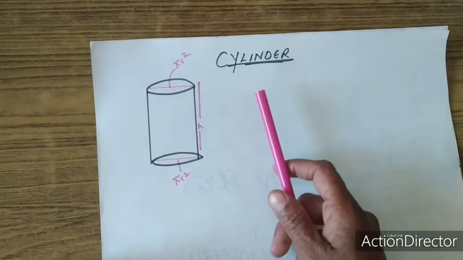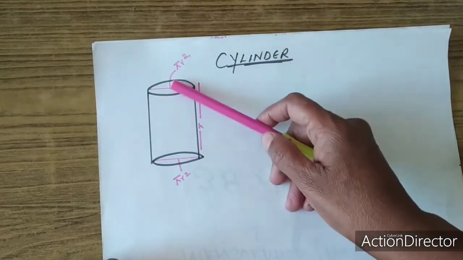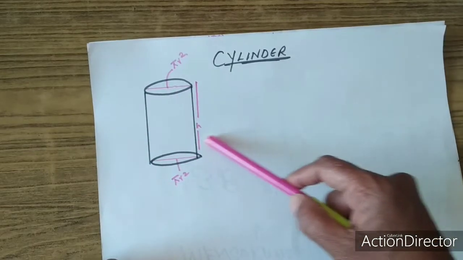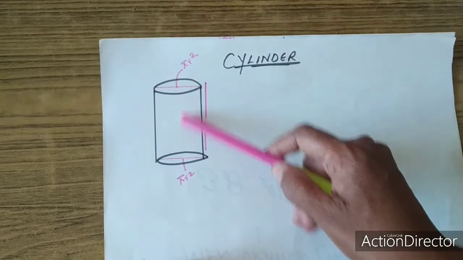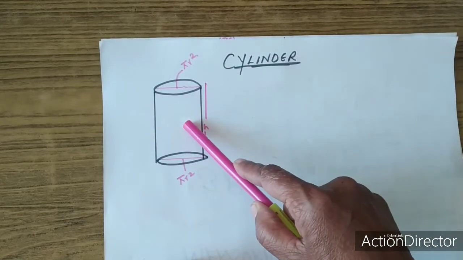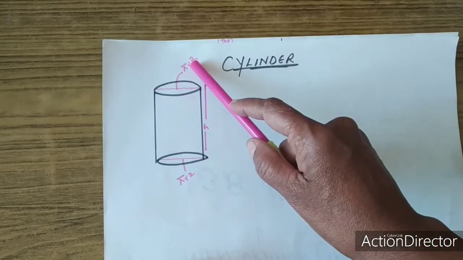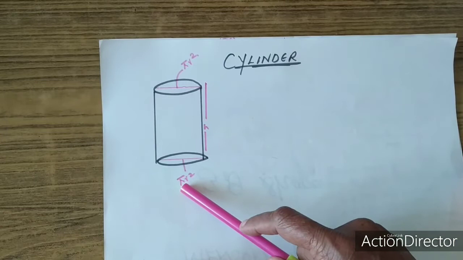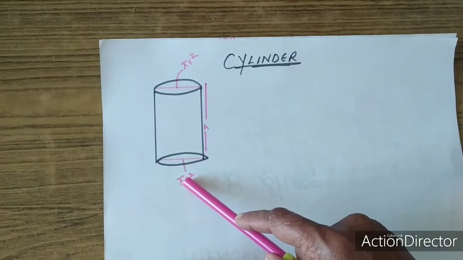Now let us see the cylinder. This is a cylinder having 2 circular faces and 1 curved face. So the total area will be the area of 2 circular faces and the area of 1 curved face. You know how to find the area of a circle. Area of a circle is pi r square, and at the bottom also you have a circular face, so this area is also equal to pi r square.